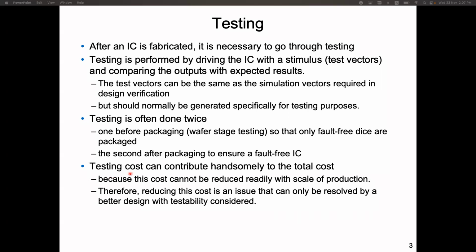The testing cost can contribute significantly to the total cost, because this cost cannot be reduced readily with the scale of production. You need to test every IC. So reducing the test cost is an issue that can only be resolved by a better design with testability considered.